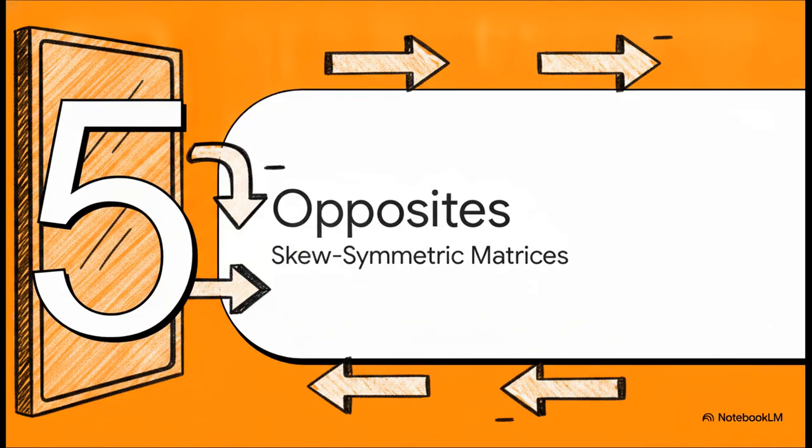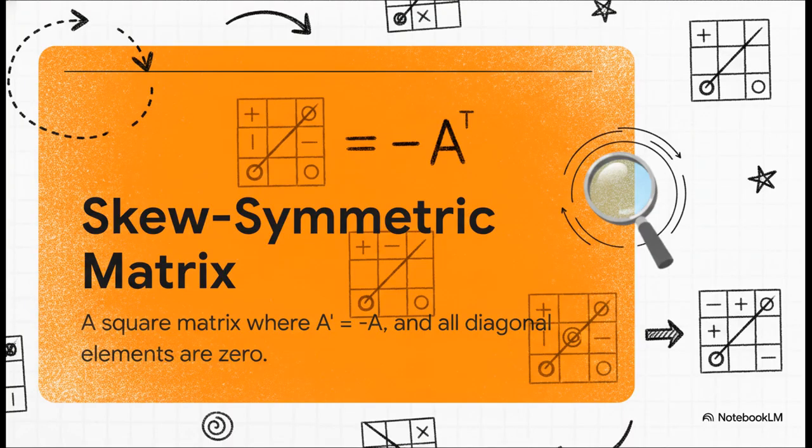Section 5, opposites. Skew-symmetric matrices. So a symmetric matrix reflects perfectly, but what if the flip gives us something else entirely? Enter the skew-symmetric matrix. This happens when the flip yields the exact negative, so A transpose equals negative A. If you swap the rows and columns, every single number becomes its opposite sign.